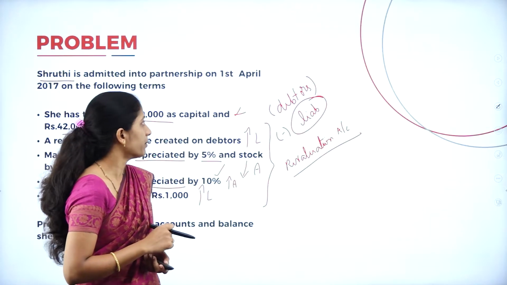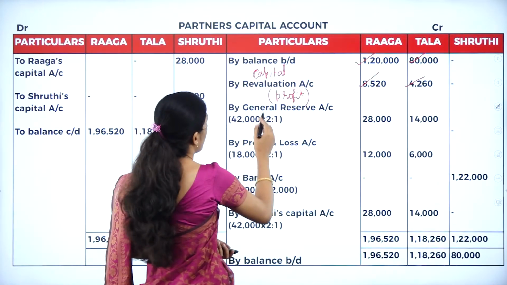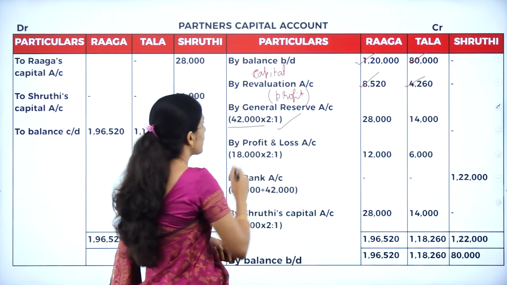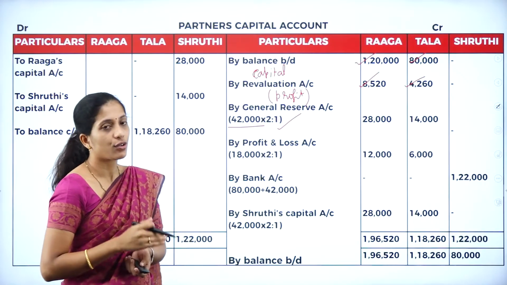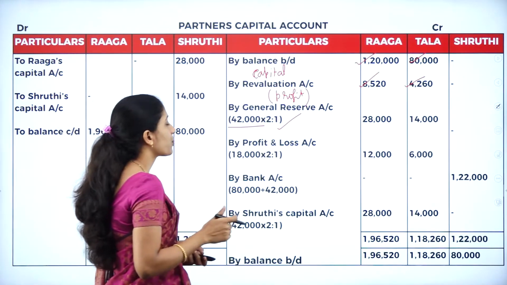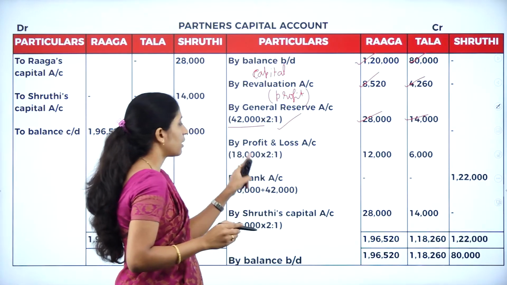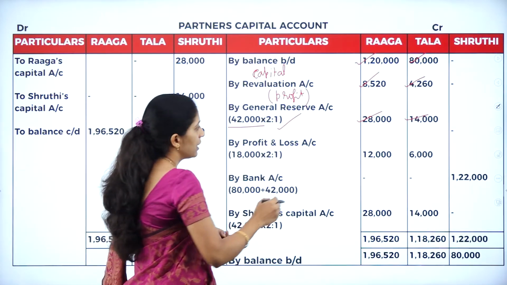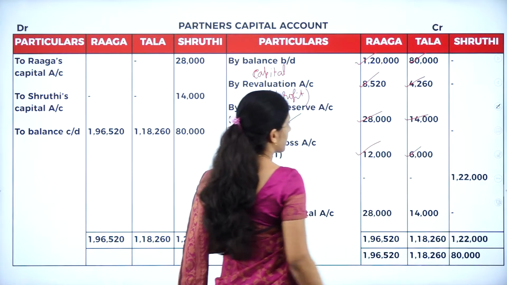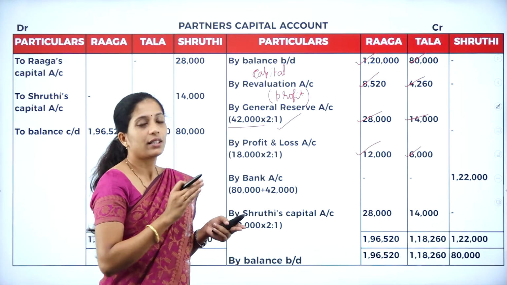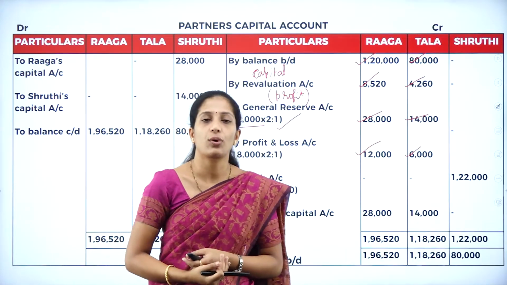Old ratio. So how to record? By general reserve. Reserve is 42,000. Distribute in 2:1 ratio. That is 28,000 and 14,000. In the same way, profit and loss account 18,000 into 2:1. So I'll get 12,000 and 6,000. Now we are done with all the transactions relating to the old partners.